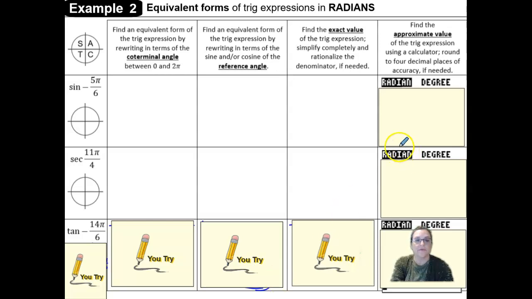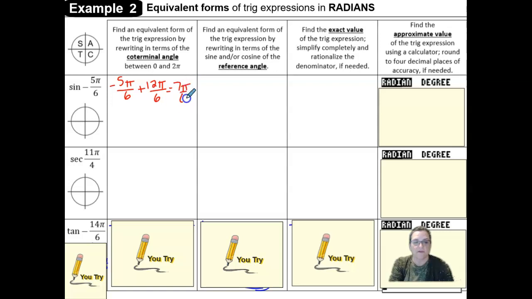Okay, in example 2, we're looking at trig expressions in radian angle measures. So if we want to find the sine of negative 5 pi over 6, we're going to first find where that is on the circle by locating a positive coterminal angle between 0 and 2 pi. So if I double the denominator, that's 12 pi over 6 would be 1 revolution in the counterclockwise direction, and negative 5 pi over 6 plus 12 pi over 6 is 7 pi over 6.